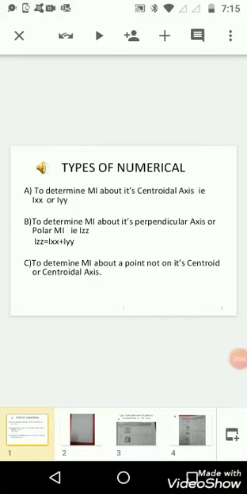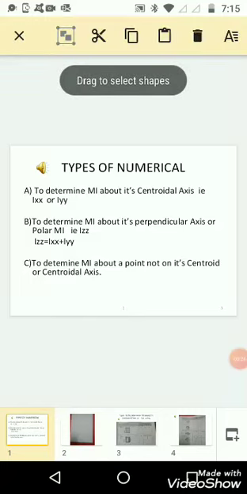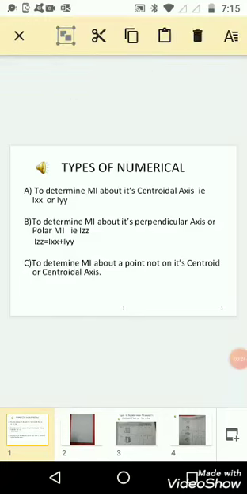Good morning, students. For the second lecture of Strength of Materials, SOM Unit 1, Moment of Inertia. In our first slide, we will have a glimpse of what type of problems we will solve in this unit.